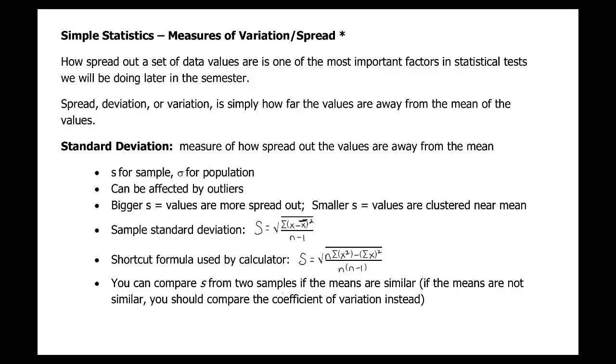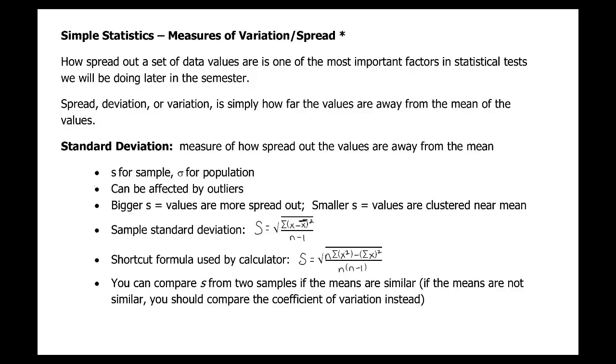Our second video on simple statistics is on measures of variation or spread. Variation means how spread out a set of data values are away from the mean. So if values are very spread out, it would have a high variation. If they're not very spread out, it would have low variation.